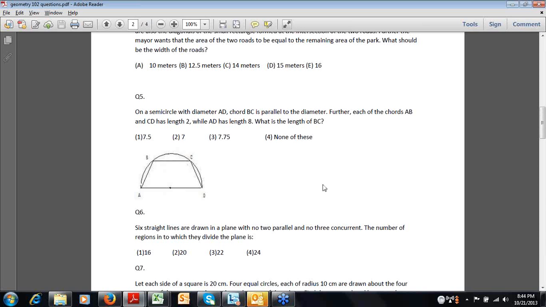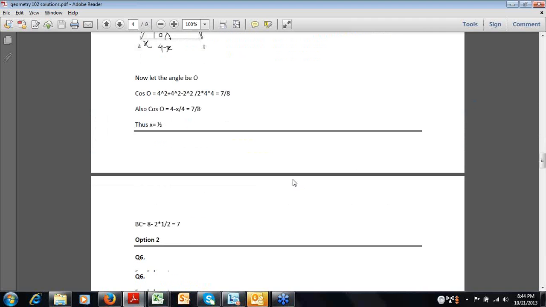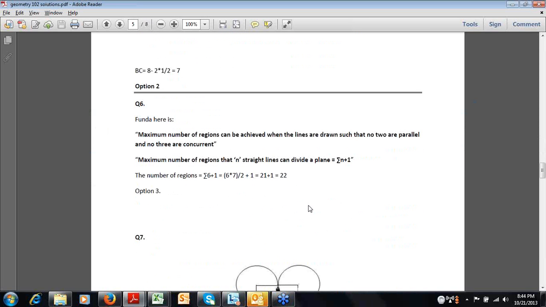Okay, we'll go ahead with question number 6. What is question number 6 saying? 6 straight lines are drawn in a plane with no two parallel and no three concurrent. The number of regions in which they divide the plane is. So again, what is the basic funda over here? Maximum number of regions can be achieved when the lines are drawn such that no two are parallel and no three are concurrent. So the maximum number of regions will be sigma n plus 1.